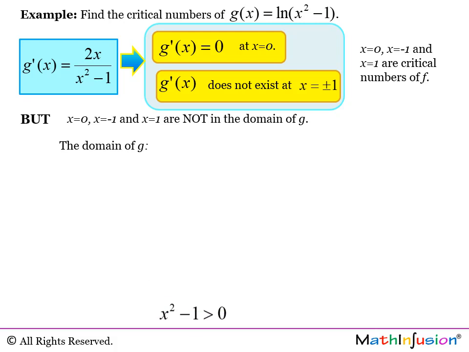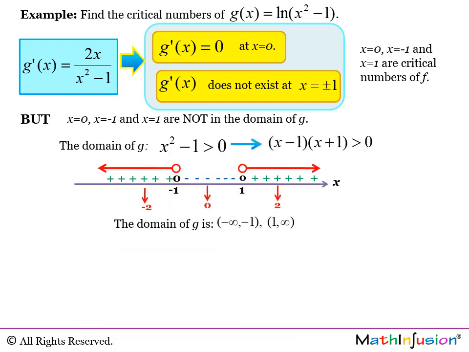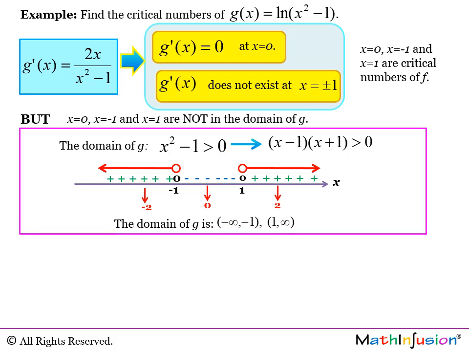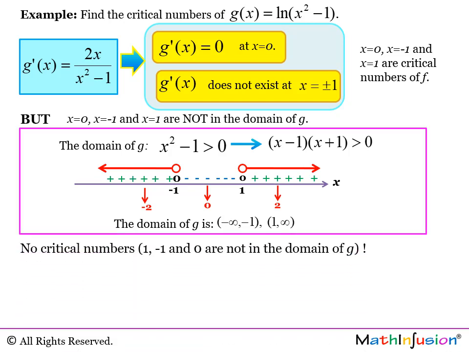Let's find the domain of the function. It's ln, so x to the power of 2 minus 1 has to be greater than 0. Write this down, do the analysis on the real line, and you see definitely that 0, negative 1, and 1 are not in the domain of the function. So we can conclude that here is another function that does not have critical numbers. And this is obviously wrong.